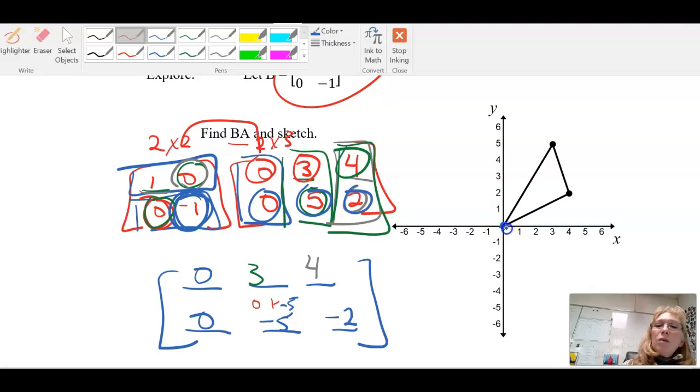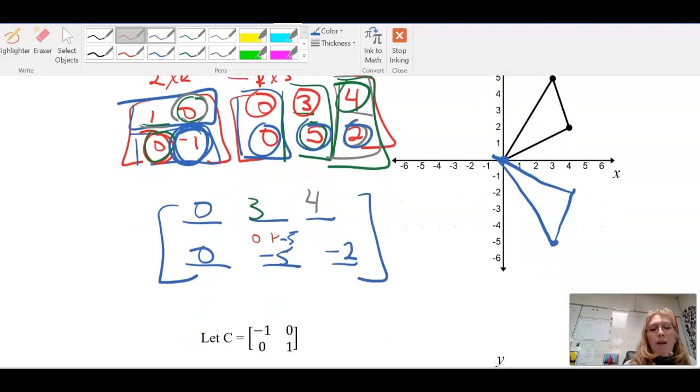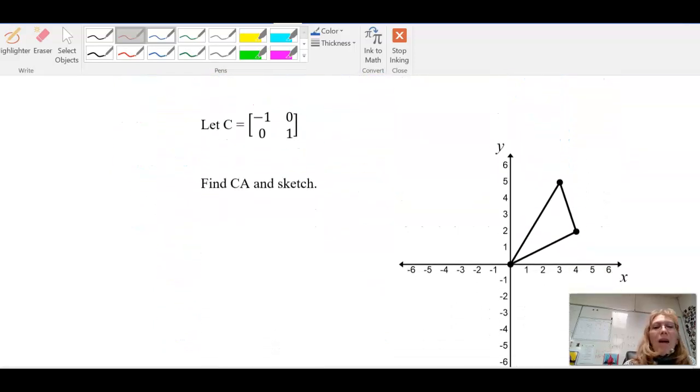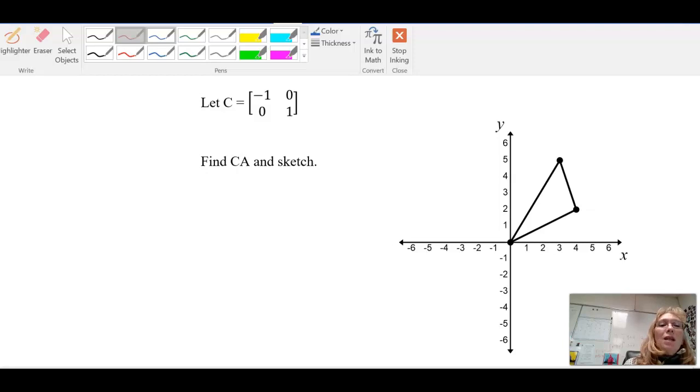So now I've got 0, 0, first point, 3, negative 5, second point, and 4, negative 2, last point. Look what happened. Did it rotate counterclockwise? 90 degrees. Kind of cool, right? All right, your turn. We're going to let C equal negative 1, 0, 0, 1. Multiply it by A again.